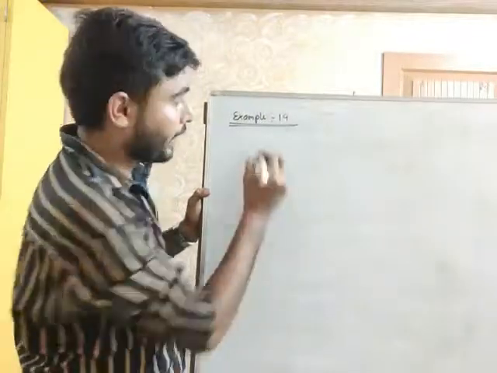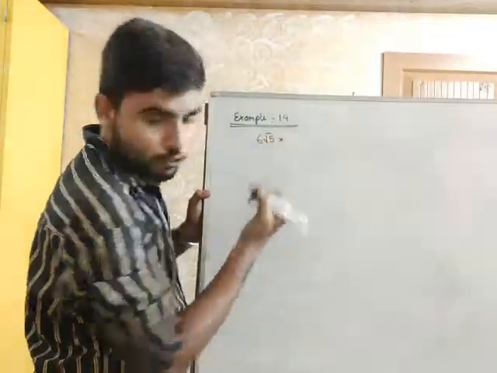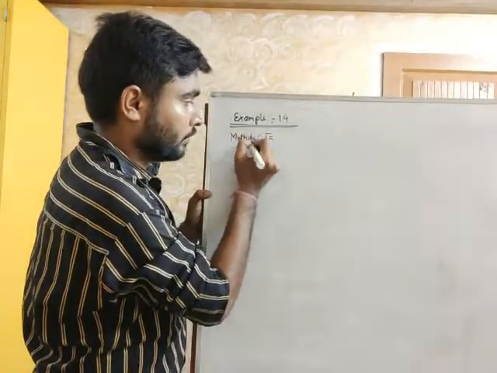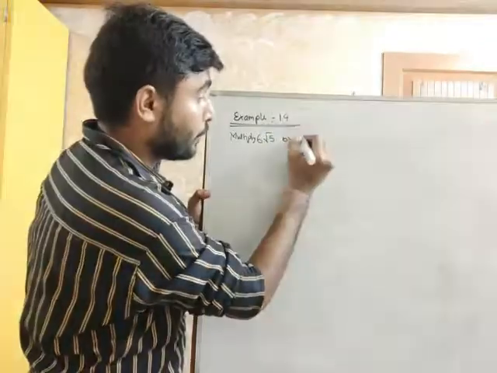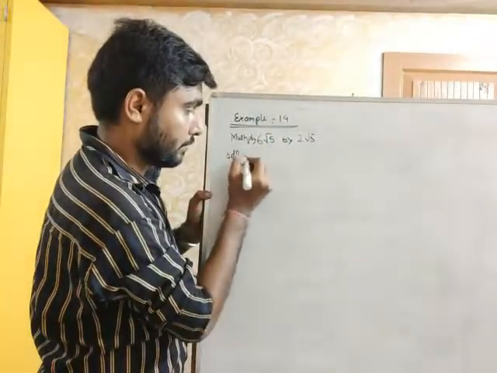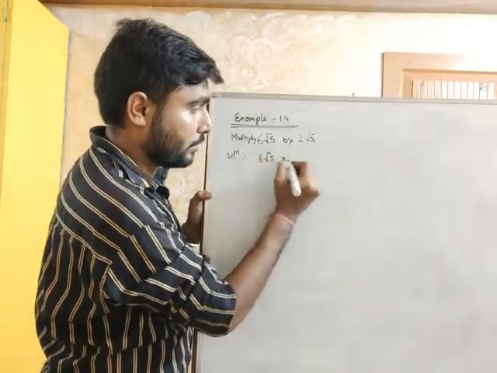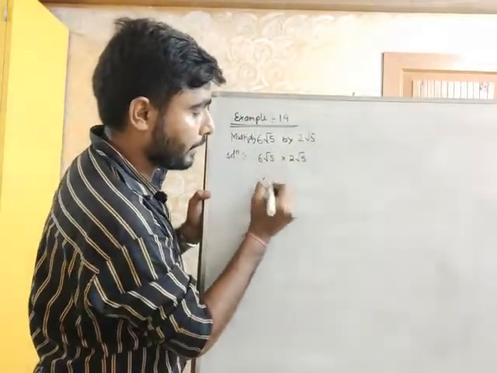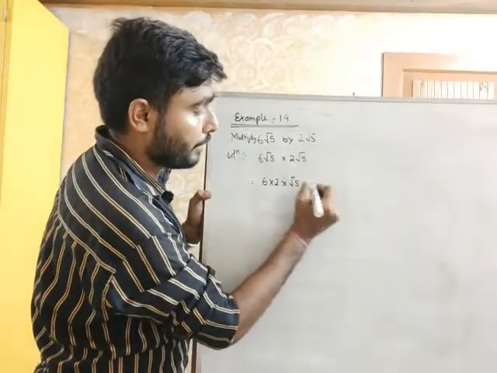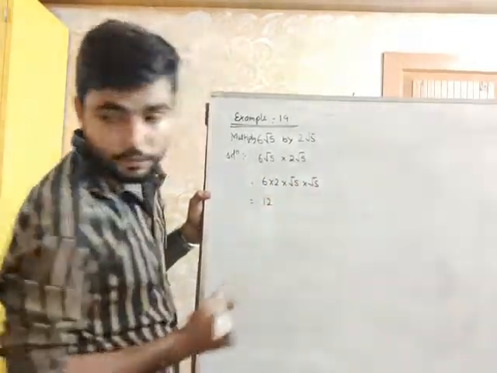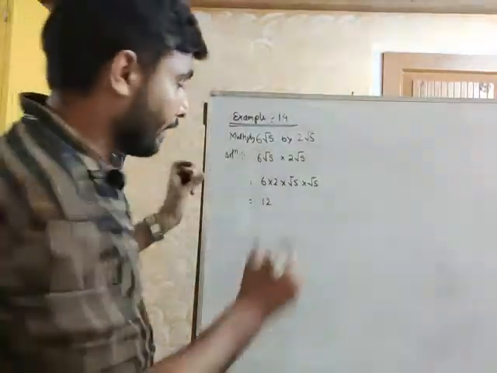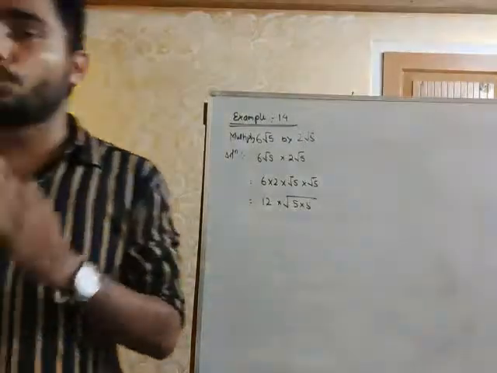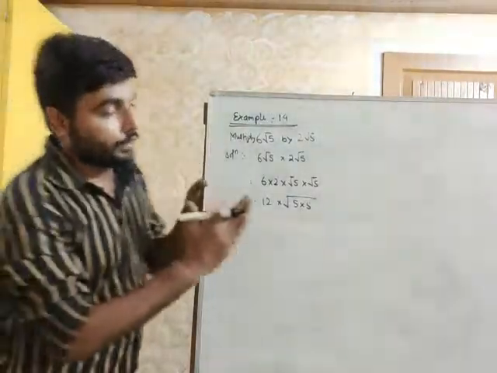Next question is multiply 6 root 5 by 2 root 5. 6 root 5 into 2 root 5. So now number will be multiplied with number, 6 into 2, root 5 into root 5. 6 into 2 is 12. And we all know I can write it as root over 5 into 5. Or directly you know root 5 into root 5 will give you 5. So it's up to you.